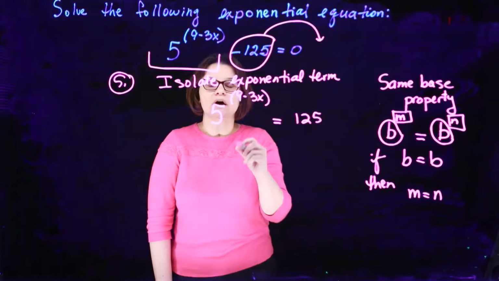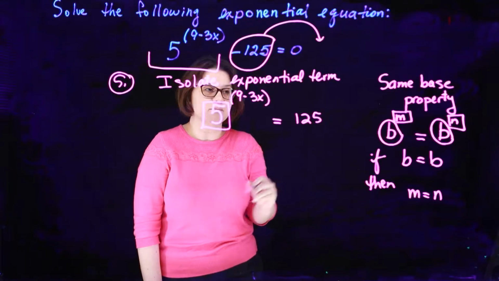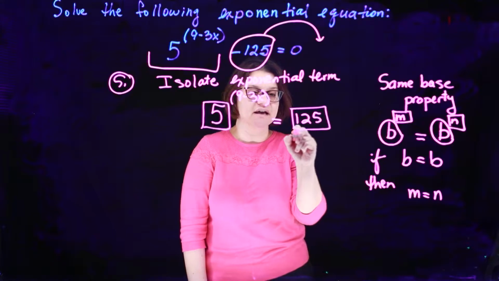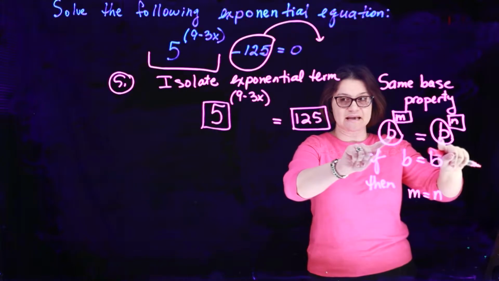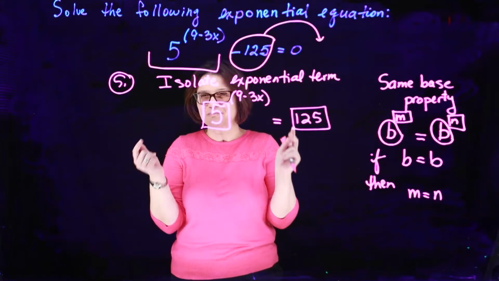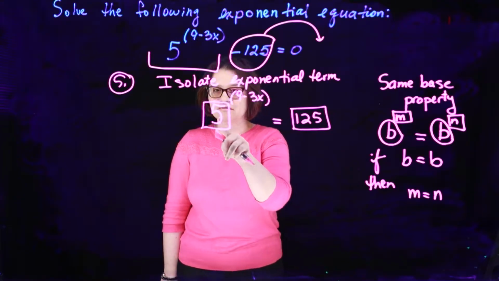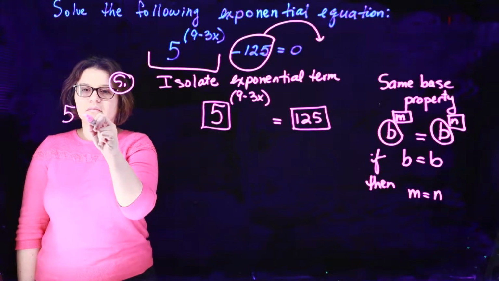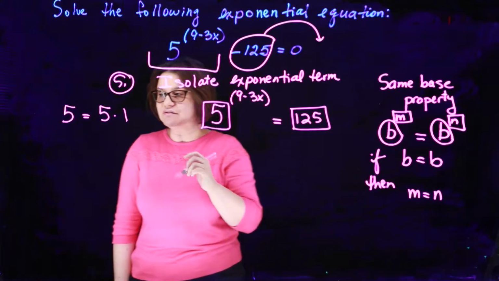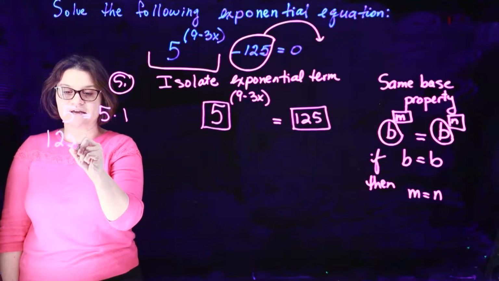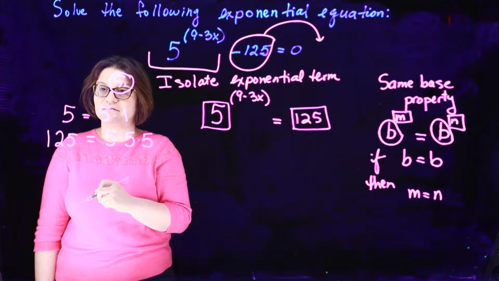Now let's look. On the left-hand side of our problem, we have a base 5. On the other side, we have a base 125. Remember, right now our bases are not the same. We want our bases to be the same. So we're going to have to come up with some idea to convert these bases to the same base. Well, think about it very carefully. 5 can be written as 5 times 1. 125, if I prime factorize it, equals 5 times 5 times another 5.